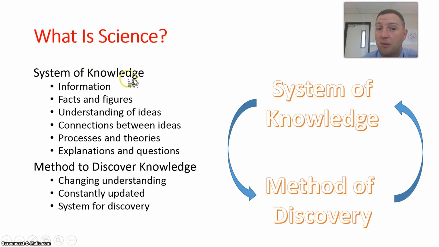Let's talk about the system of knowledge first. It's a bunch of information. You study biology, you study chemistry, you study physics, and that gives you a lot of information about how the world works, a lot of facts, a lot of figures. It gives you an understanding of how those ideas work to explain the world. That system of knowledge also gives you connections between ideas. Biology really is just a subset of chemistry, which is all governed by the laws of physics.